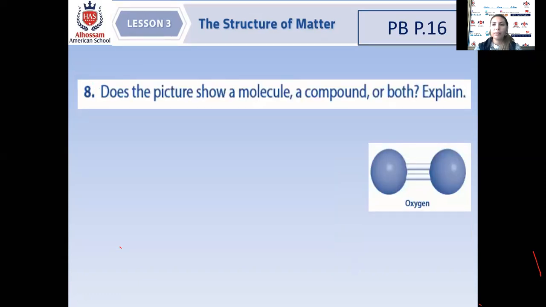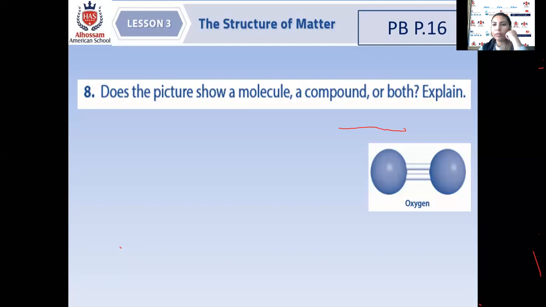Number 8, again, does the picture show a molecule, compound, or both? And explain. This picture shows oxygen. Molecule, compound, or both? And explain your answer. Okay, let's see.